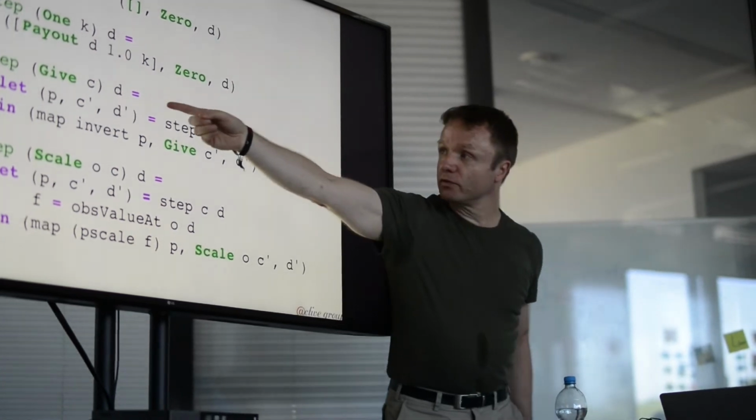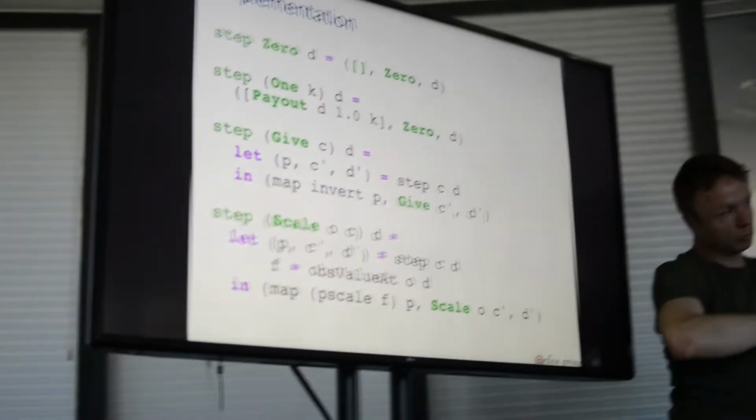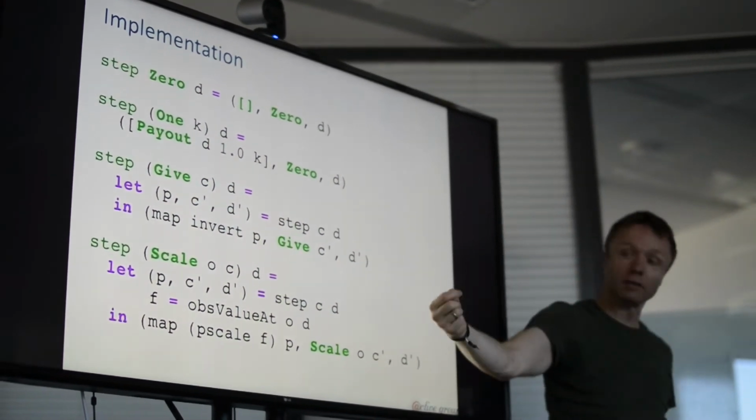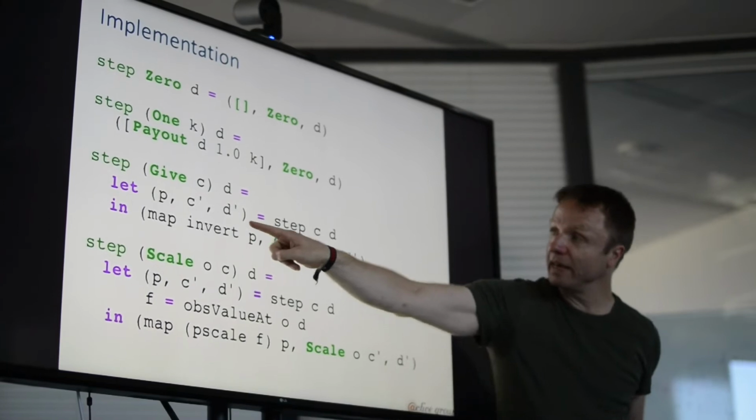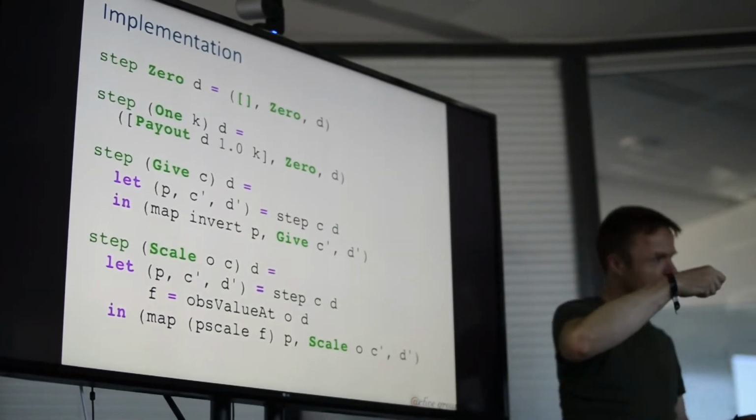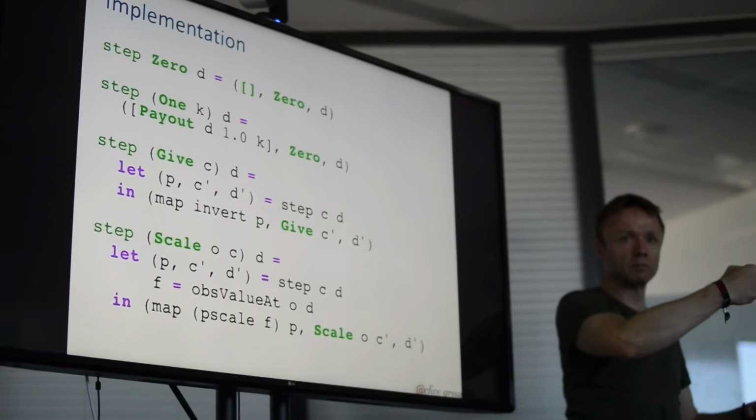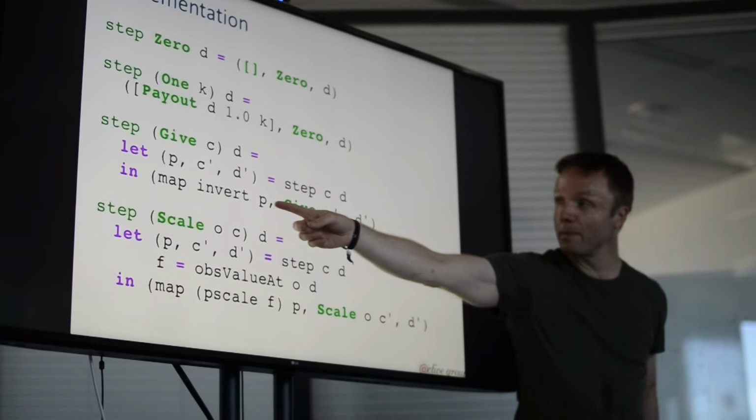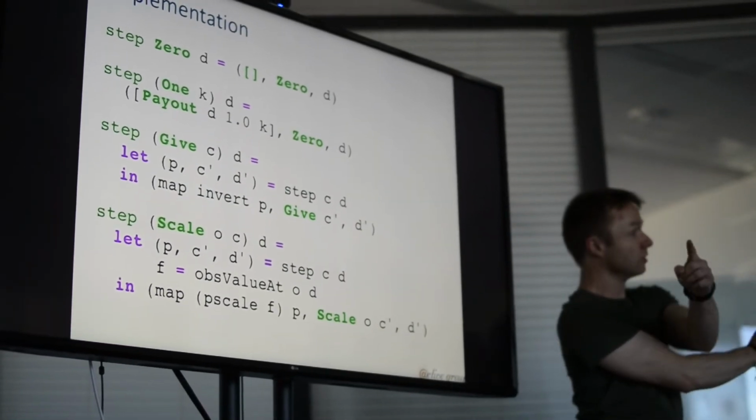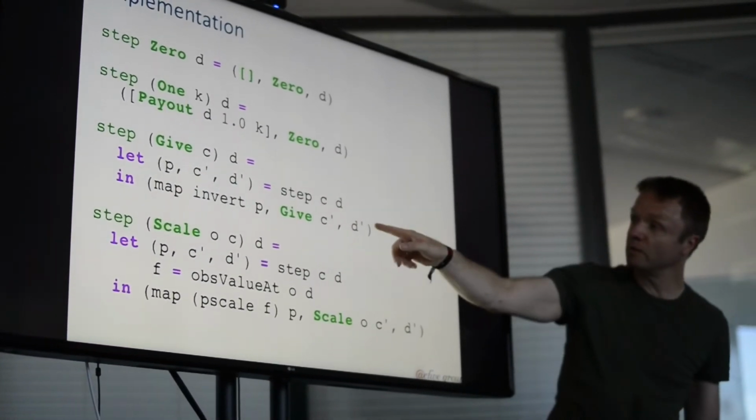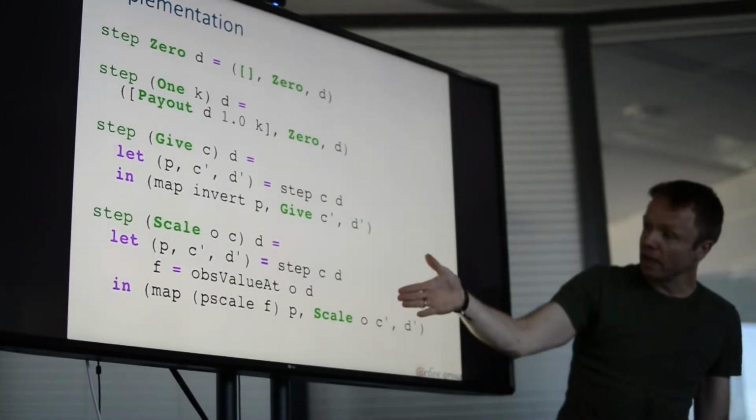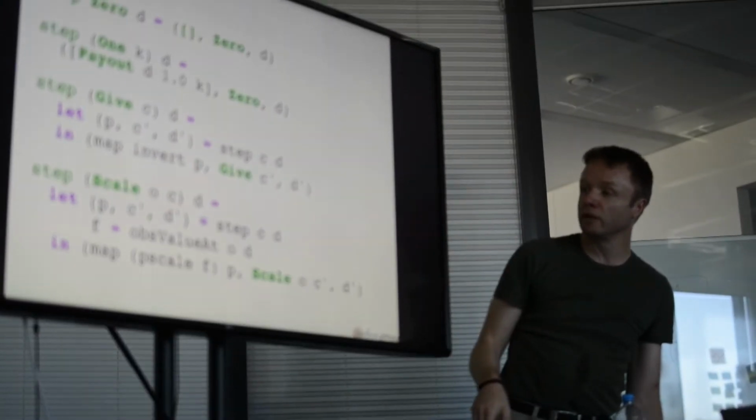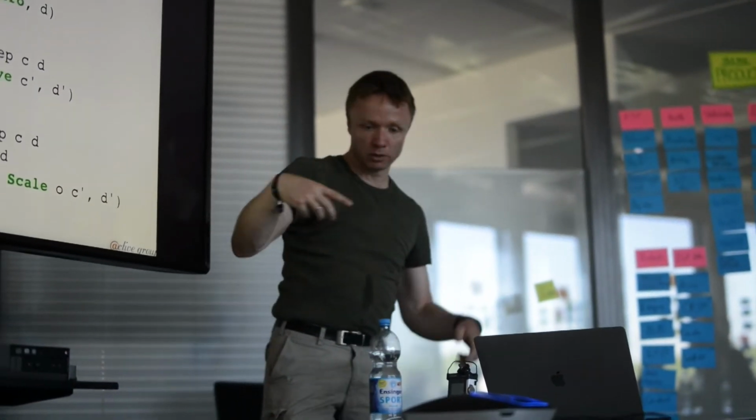If you have give, a contract where everything is reversed, what we do is we step that contract that's inside, and we take all the payouts P and we map. Do you know how map works? Okay, map applies a function to every single element of a list. So we map this invert function that we wrote that reverses all the amounts, and then we take the remainder. For scale, we need to call that function that we assume to find out what the value of that observable is, and use that pscale function to scale all the amounts.